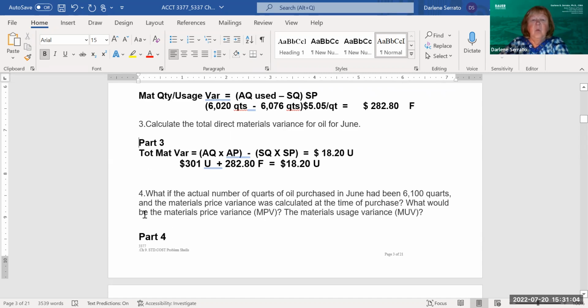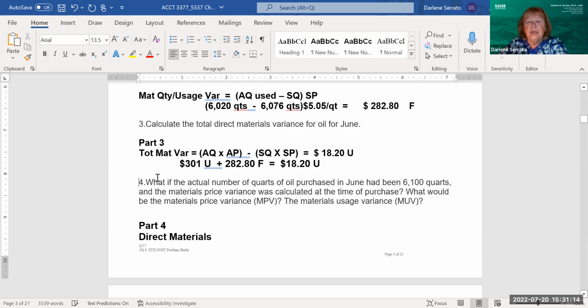Then what if the actual number of quarts of oil purchased in June had been 6,100 quarts, and the materials price variance was calculated at the time of purchase? What would be the materials price variance and the materials usage variance?